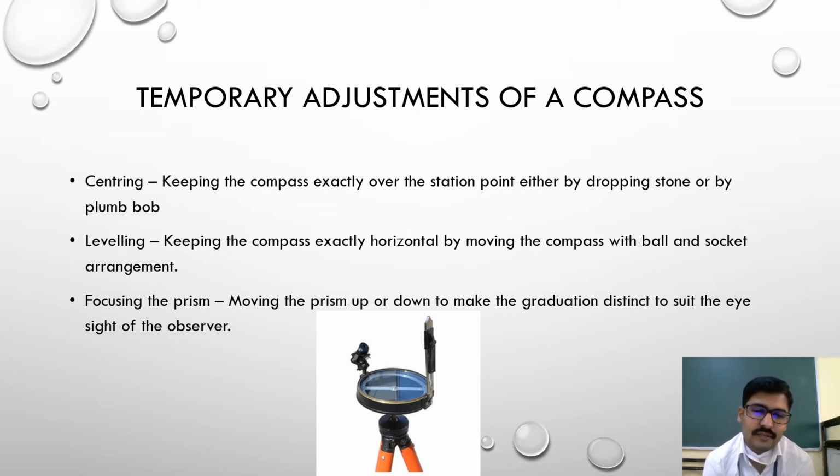This leveling is done by moving the compass or by changing the angle of the compass. Since the compass has a ball and socket arrangement of fixing it to the tripod, when you want to move or rotate the compass, you can easily do it. So you should have the needle easily seen through the glass at the top of the compass box.